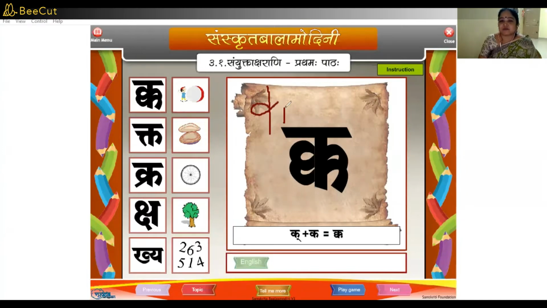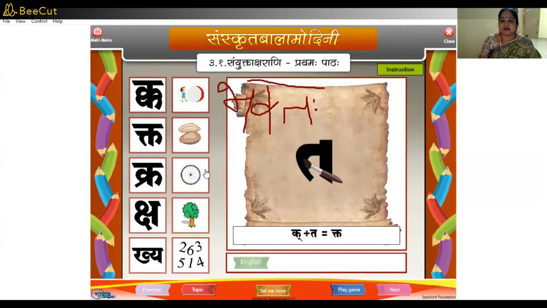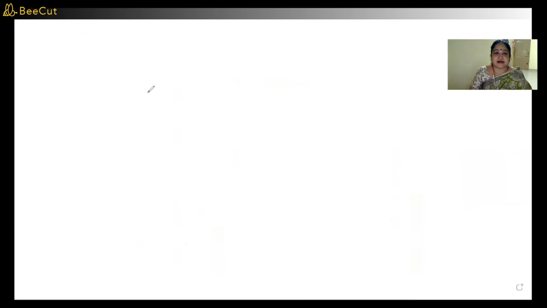Ik. Ta. Bhaktaha. We know bhaktaha is a devotee. Bha. Ik. Ta. Ha. Bhaktaha. This iktaha is also written like this. Kta. Generally in books, it is like this. But for now, you need not write like this. Write only like this. But know that this letter is kta. This is ka.